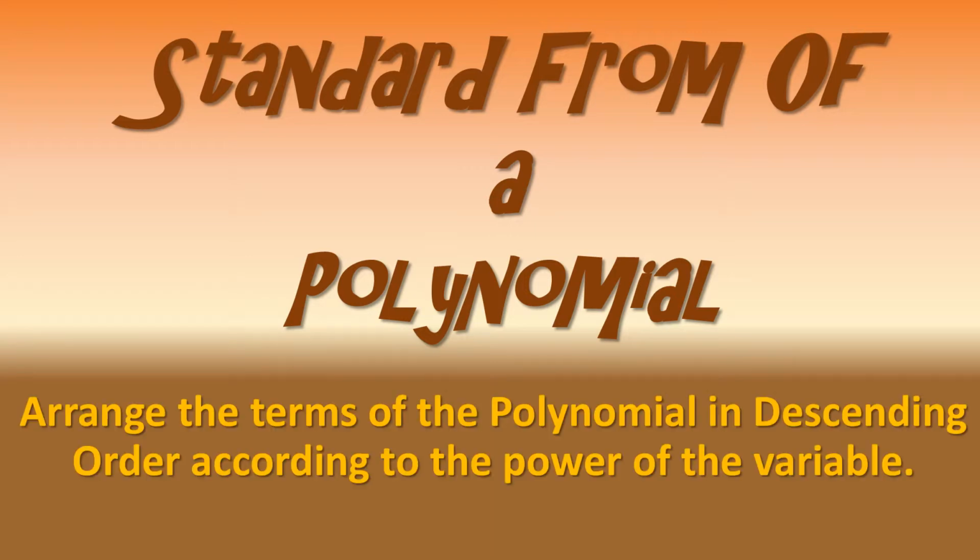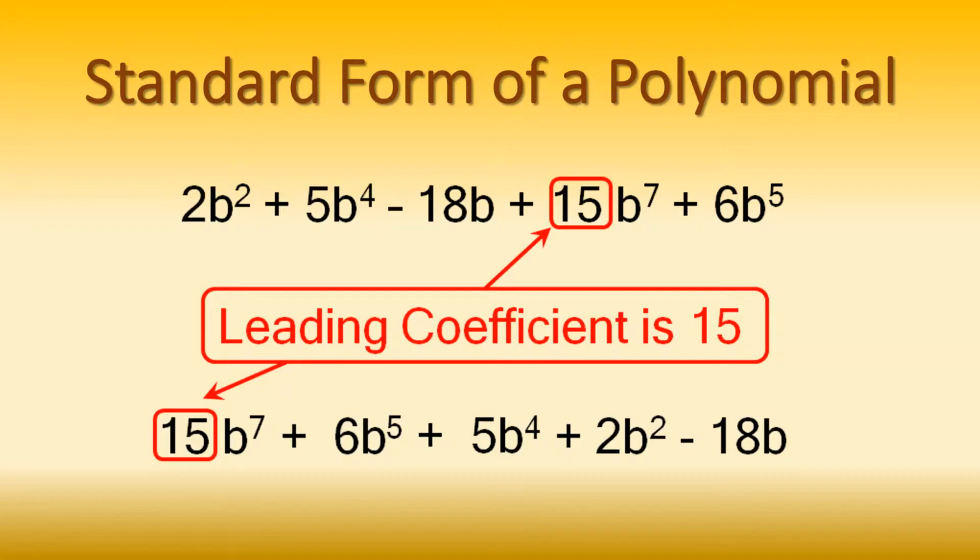Well, how do I do that? It's easy. You arrange the terms of the polynomial in descending order according to the power of the variable. Let's look at one. Okay, this one is already done for us. And they even pointed out that 15 is the leading coefficient. How did they do this? Well, it has nothing to do with the coefficients. It all has to do with the power up there. Yep, we go find the largest exponent. It's 7. That's why this is the first term.